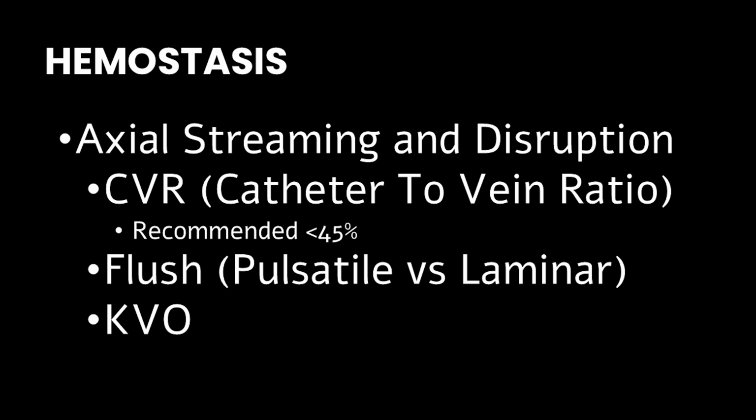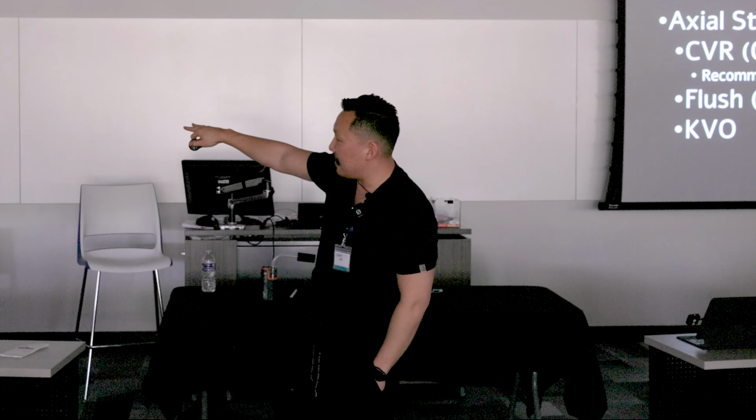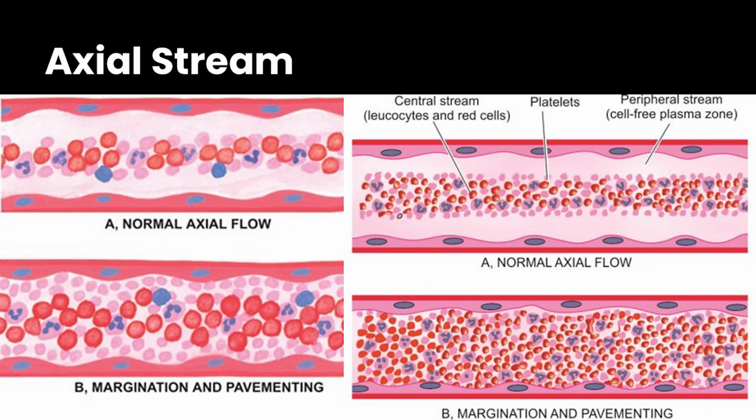So axial streaming has been my obsession in the last few months because this is a fascinating concept. It's influenced by our CVR, catheter-to-vein ratio, flush, or KVO. Axial streaming, has anybody heard of this? I don't even think your vascular surgeons would actually know this if you asked them.